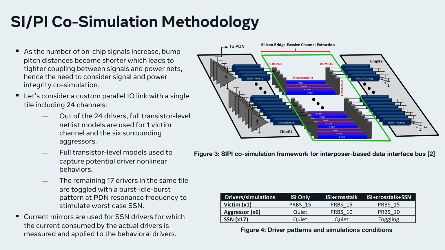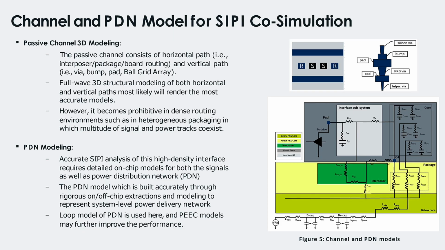And the frequency or period between those bursts and idle pattern, you want to coincide with your PDN resonance frequency. So if you mimic that kind of pattern, you're assuring that you're exciting your worst case PDN or SSN pattern on top of your ISI and crosstalk effects. So that's the methodology.